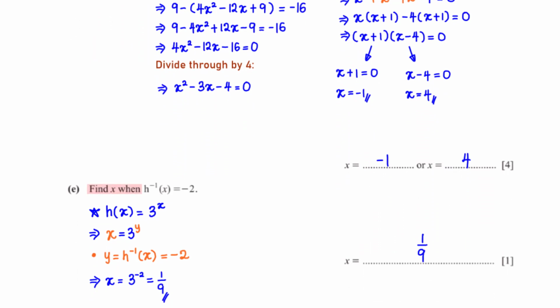Find x when h inverse of x equals negative 2. To get h inverse of x, we replace h of x with x and replace x with y. Y is the same as h inverse of x, which has been given as negative 2. So we have x equals 3 raised to the power negative 2, which is equal to 1 over 9.